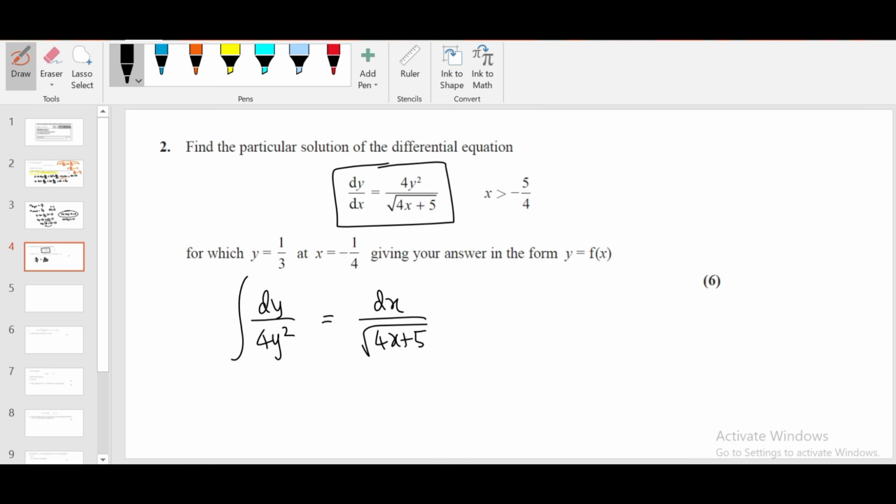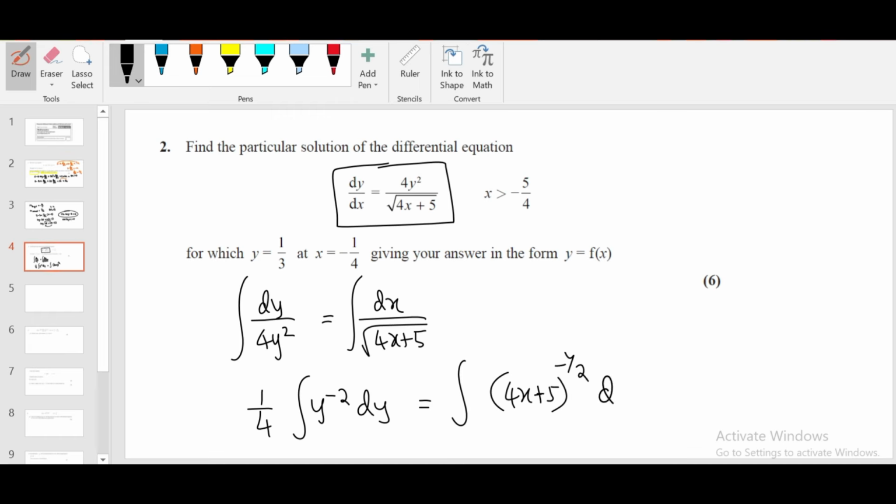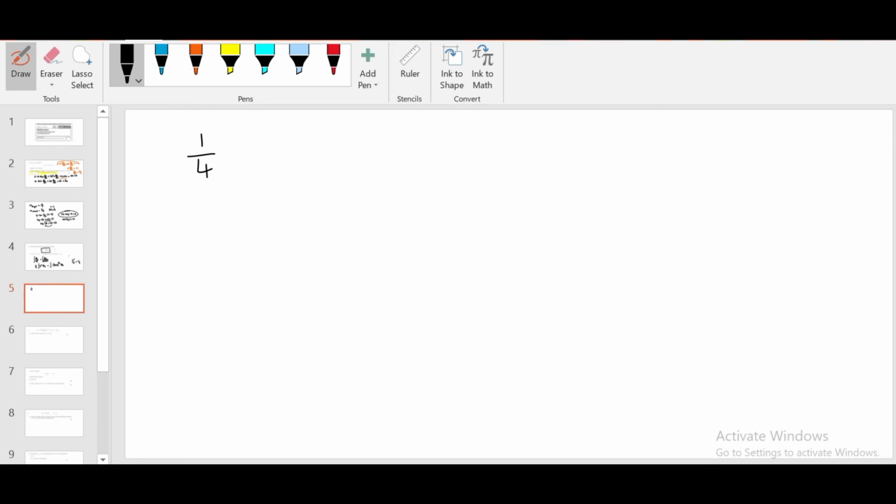And then we need to integrate both sides. So you can write this as 1 over 4 y power minus 2 dy. For the integral of 4x plus 5, you put it in the numerator, it becomes power minus half dx. So when you integrate y power minus 2, it becomes y power minus 2 plus 1 over minus 2 plus 1, which is the same as minus 1 over y. So it's going to be 1 over 4 times minus 1 over y is equal to.